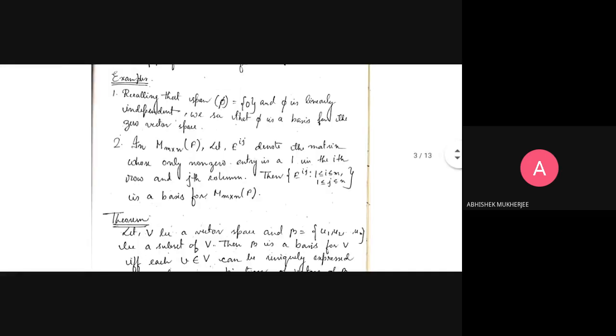Then I have given the second example in M cross N F. Let Eij denote the matrix whose only non-zero entry is a 1 in the ith row and the jth column. Then Eij such that 1 less or equal to i less or equal to M and 1 less or equal to j less or equal to N is the basis for M cross N F. So here I have given a theorem. I think everyone knows the theorem. So I will not go into a brief description, but I will definitely give some ideas about this.